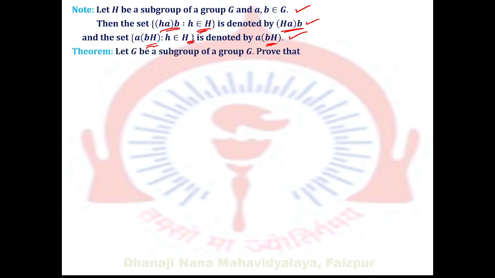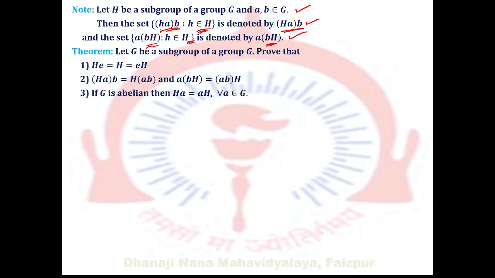So we have next theorem. Let H be a subgroup of given group G. Then HE is equal to H, that is equal to EH. Then HA into B is equal to H into AB. A into BH is equal to AB into H. And whenever G is abelian group, then there is no difference between right coset and left coset. That is HA is equal to AH for all A belongs to G.